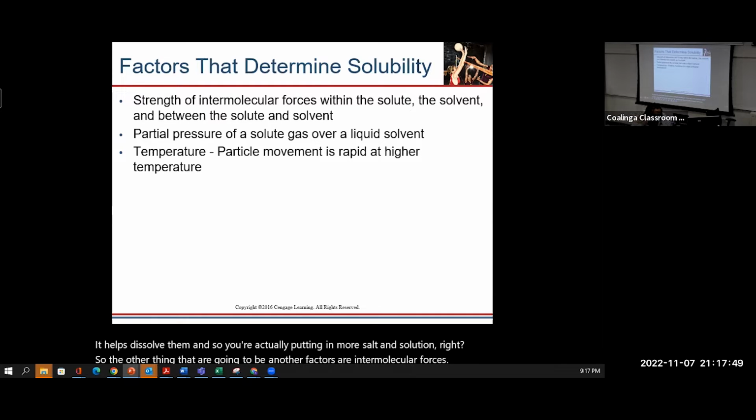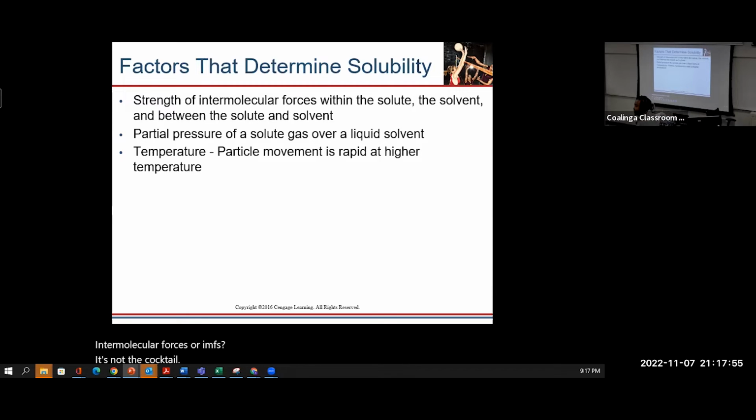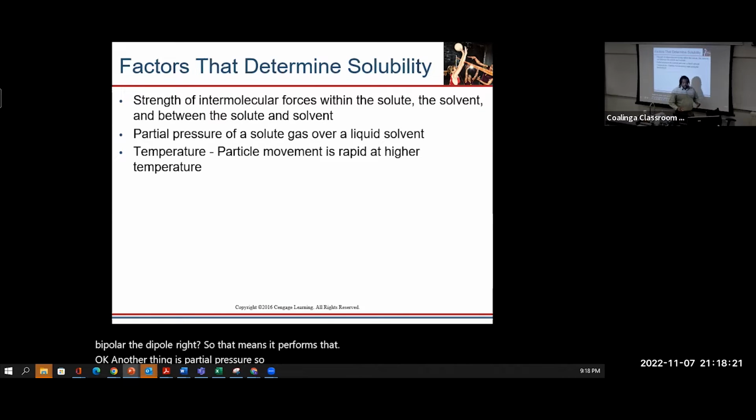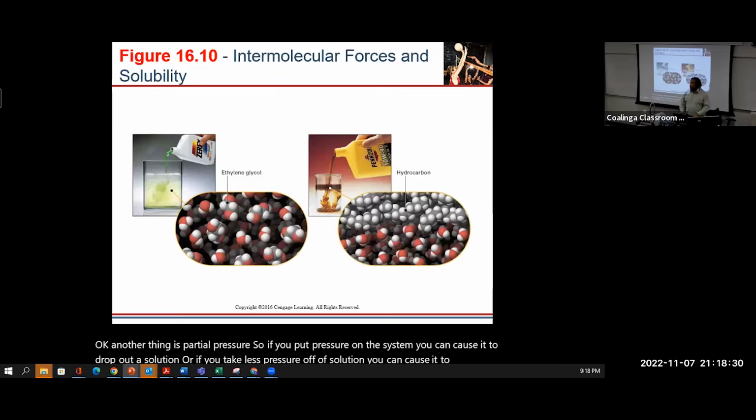Intermolecular forces, or IMFs, it's not the cocktail. Intermolecular forces are those other forces that are involved between molecules. So water and, say, the sodium ion: sodium has a plus charge and water is polar, right? So that means it forms that ion. Another thing is partial pressure. If you put pressure on a system, you can cause gas to actually drop out of solution. If you take pressure off the solution, it goes back into solution.